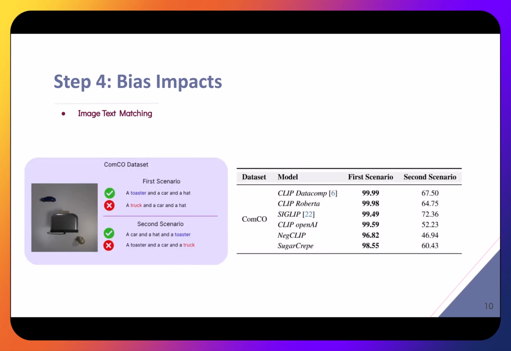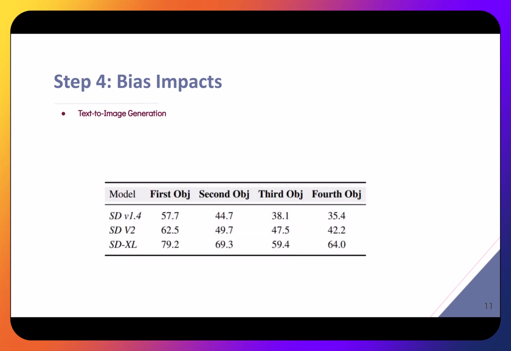We then test how these biases impact downstream tasks. In image-text matching, we create scenarios where the largest or most salient object appears in different positions in the caption. CLIP performs better when the larger object is mentioned first and worse when it appears later, confirming the practical consequences of this bias.